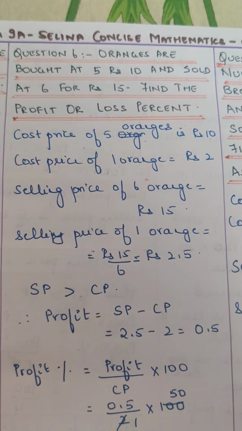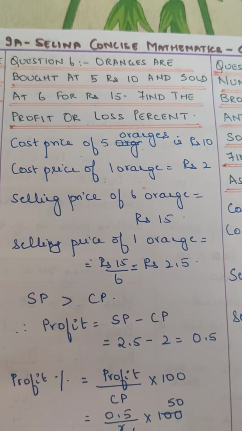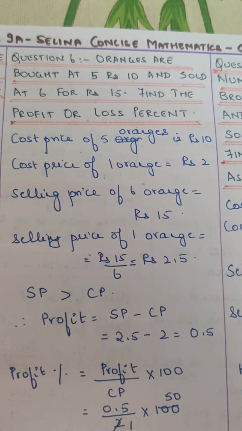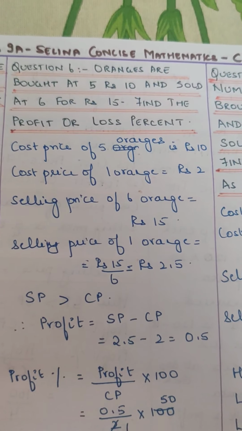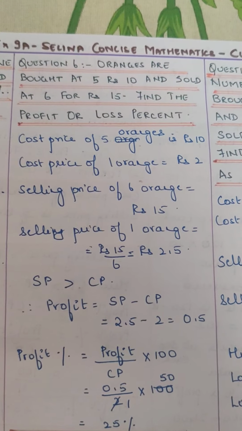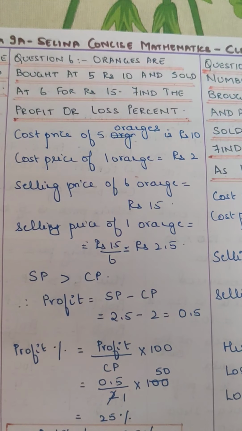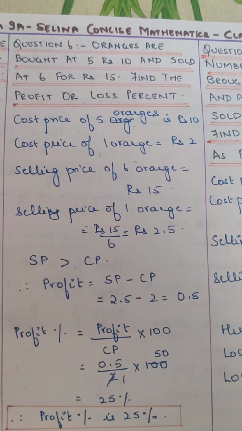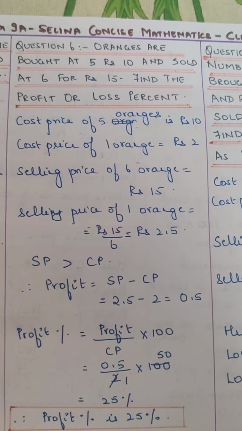Therefore, profit is equal to selling price minus cost price. That is equal to 2.5 minus 2, that is equal to 0.5. Profit percent is equal to profit by cost price into 100. What is the profit? 0.5 by 2 into 100. That becomes 25%. Therefore, profit percent is equal to 25%.